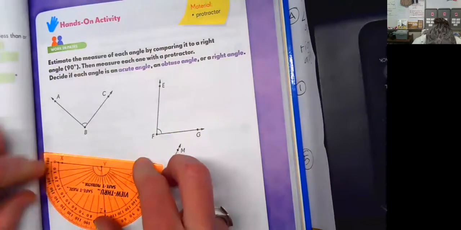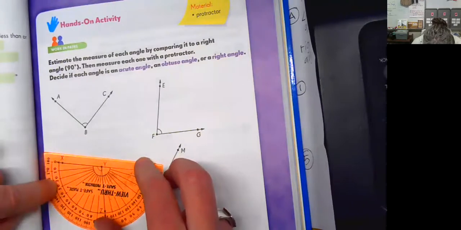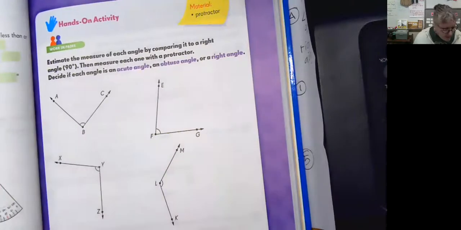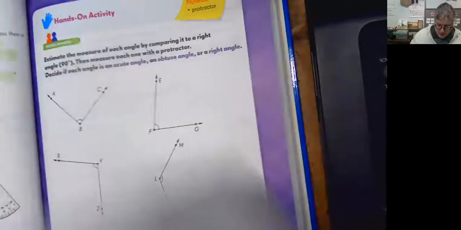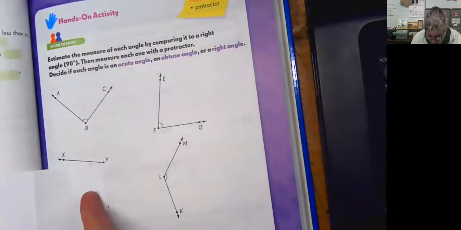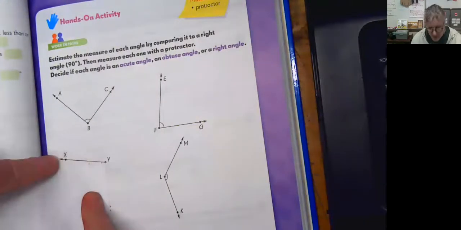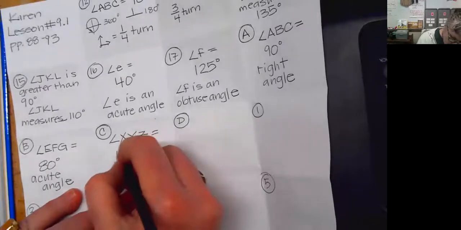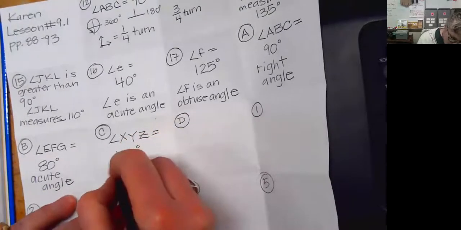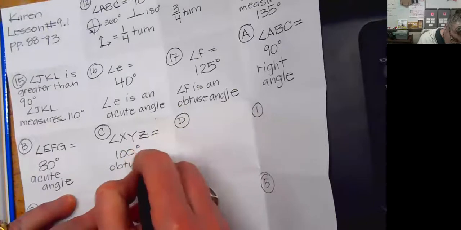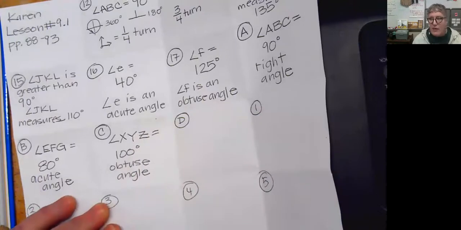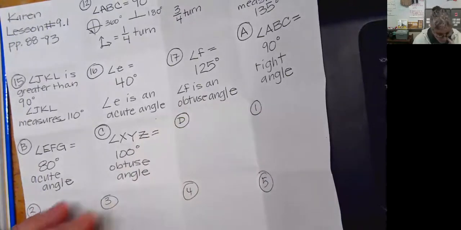And I'm starting at 0, and I want to measure over here, and it looks like it's right at 100. And that makes sense because if I put my paper on the page, it's greater than 90, right? So it's 100 degrees. Now, if my angle is 100 degrees, it is going to be an obtuse angle, because 100 degrees is greater than 90.